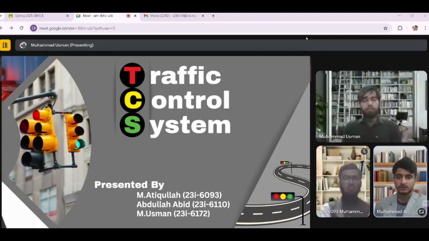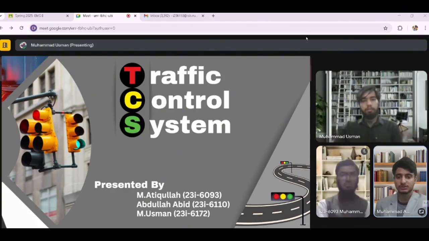And this is our digital logic design project, which is a traffic control light. I am the lead of my team. I work with Muhammad Atikullah and Muhammad Usman. We built a simple traffic light control circuit using two 555 timer ICs to demonstrate the digital timing principles.